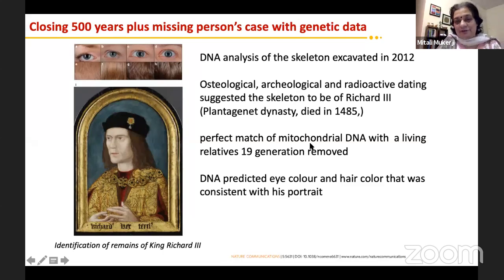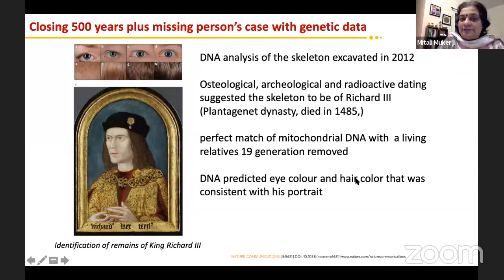So that was one level of evidence. Okay, it could be Richard the Third's coffin. And then looking at the genome, they could also predict what eye color or what hair color that could be, and there was a portrait of Richard the Third. They could match it with that.